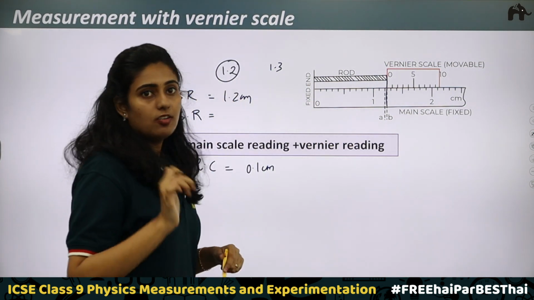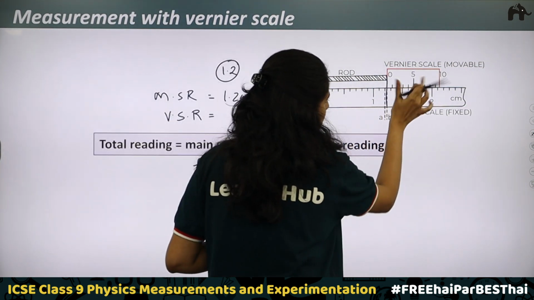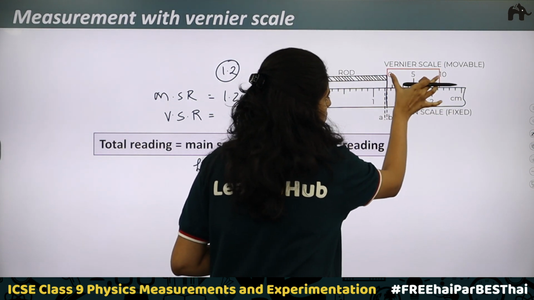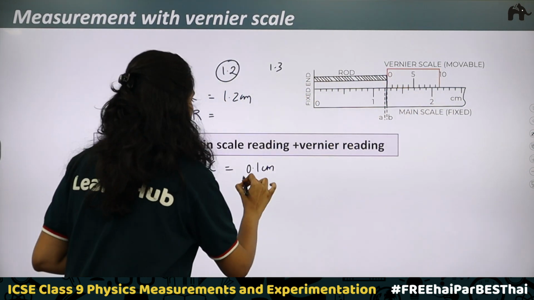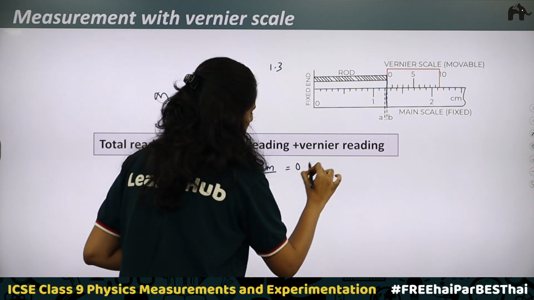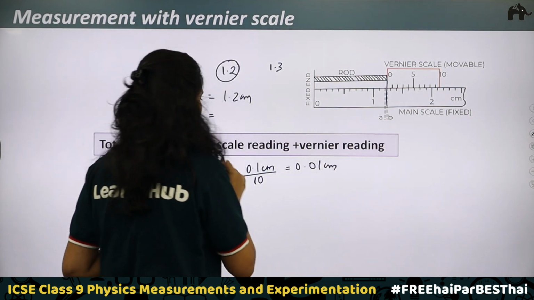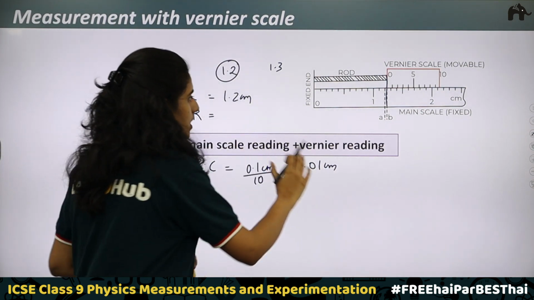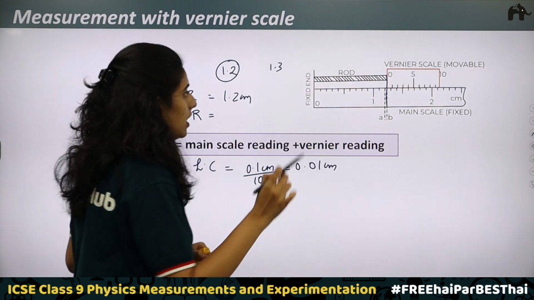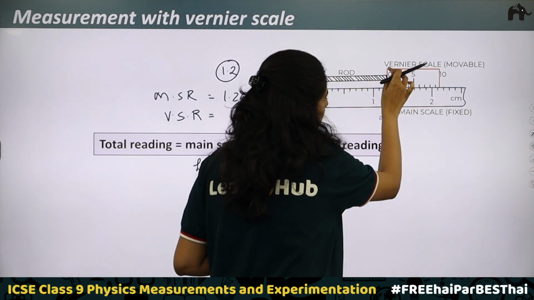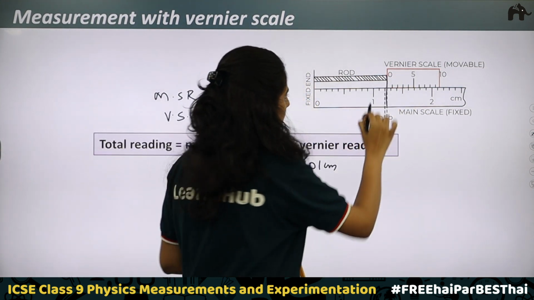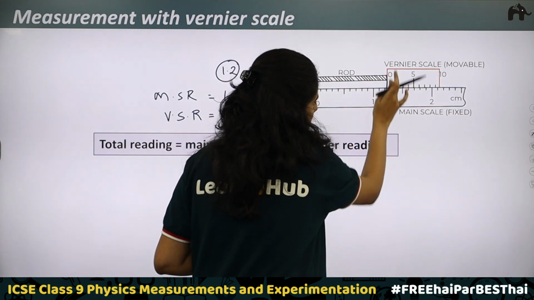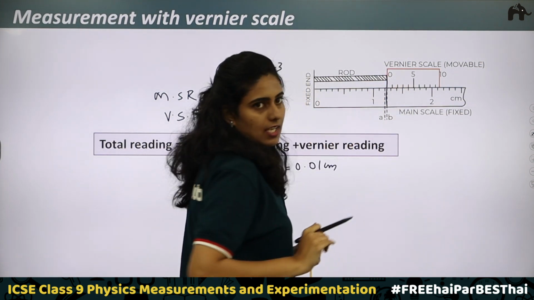Number of divisions on the vernier scale. Here, this is your vernier scale. The number of divisions is 10. So 0.1 divided by 10, that is 0.01 centimeter, is the least count. After getting the least count, you have to find where the zero lies. Here we have the zero. From this you have found the main scale division.